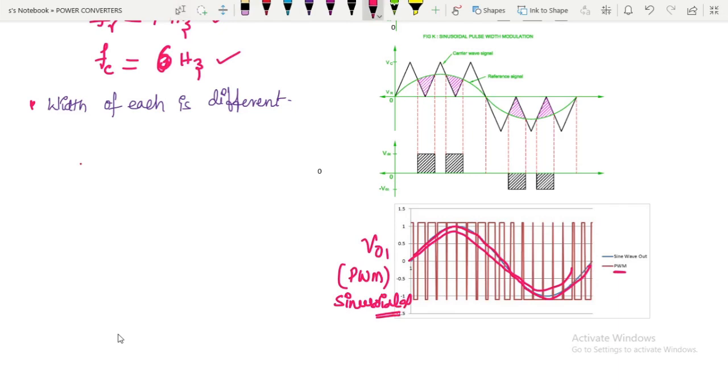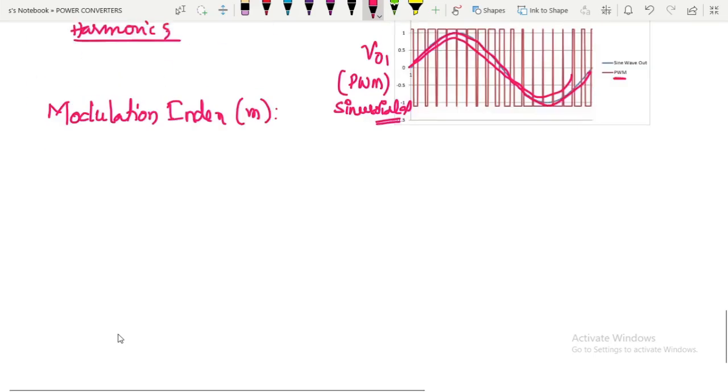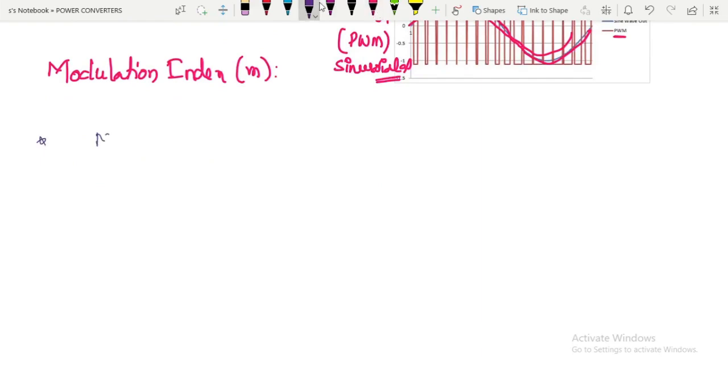So we are going to get the fundamental RMS waveform, which is almost equal to a sinusoidal waveform, and we are going to get the harmonics. So coming to harmonics here, we need to find one factor that is called modulation index, indicated with small m here. Modulation index is defined as the ratio of the peak voltage of the reference waveform and the peak value of the carrier waveform. Generally the modulation index ranges from 0 to 1, that is, less than 1.